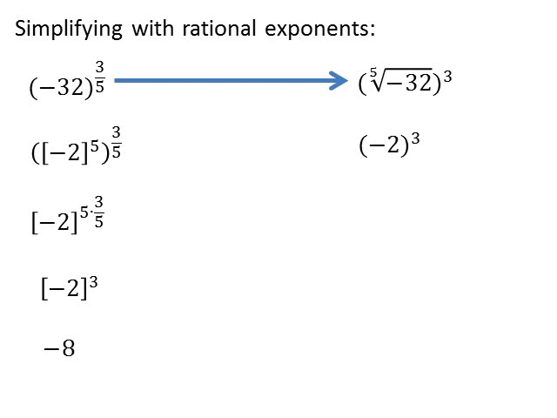Similarly, on the other side, I would do what we did before to simplify negative 5th root of negative 32. I'd make it negative 2 to the 5th power, and then I'd cancel out the 5s. That would leave me negative 2 to the 3rd, which is still negative 8.